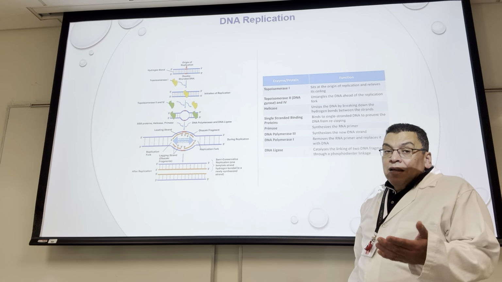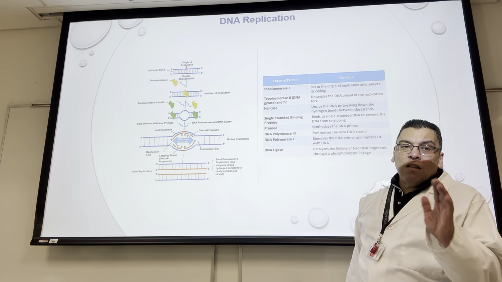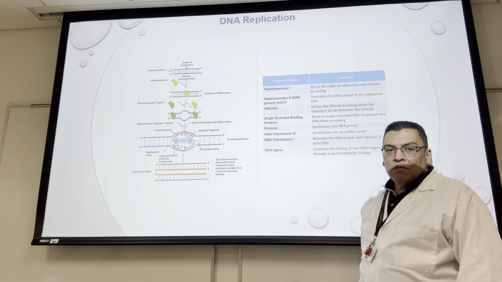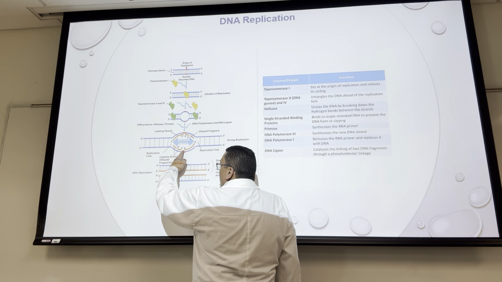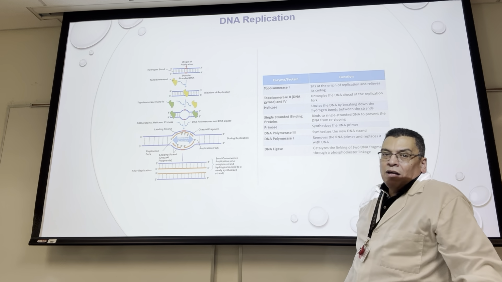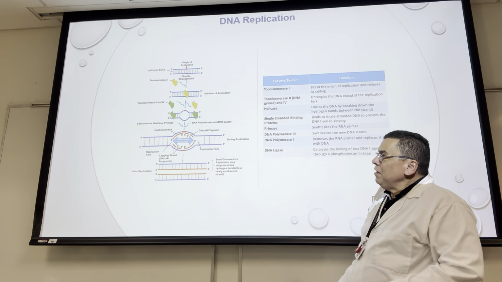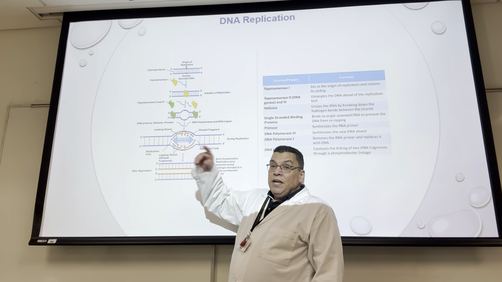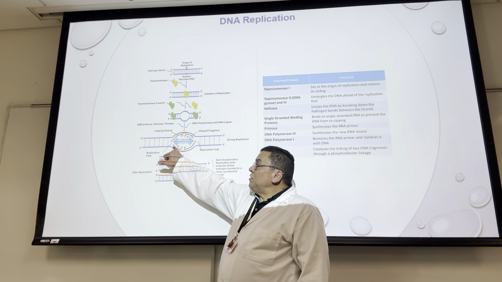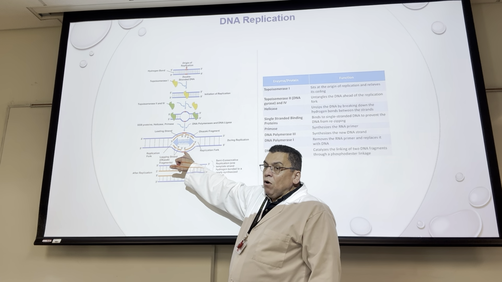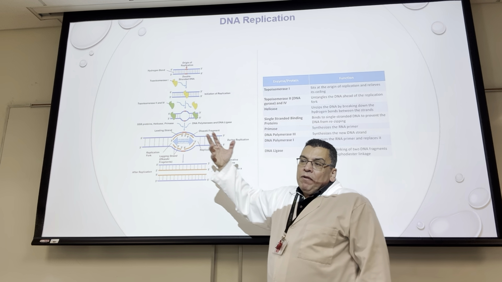Now, you can say the lagging strand is being made going towards the origin of replication. The lagging strand is being made going towards the origin, or you can say away from the fork. It's up to you how you want to remember it. Now watch this. Yeah, you can say the lagging strand is being made going towards the origin, or you can say, depending on your point of view, away from the replication fork.